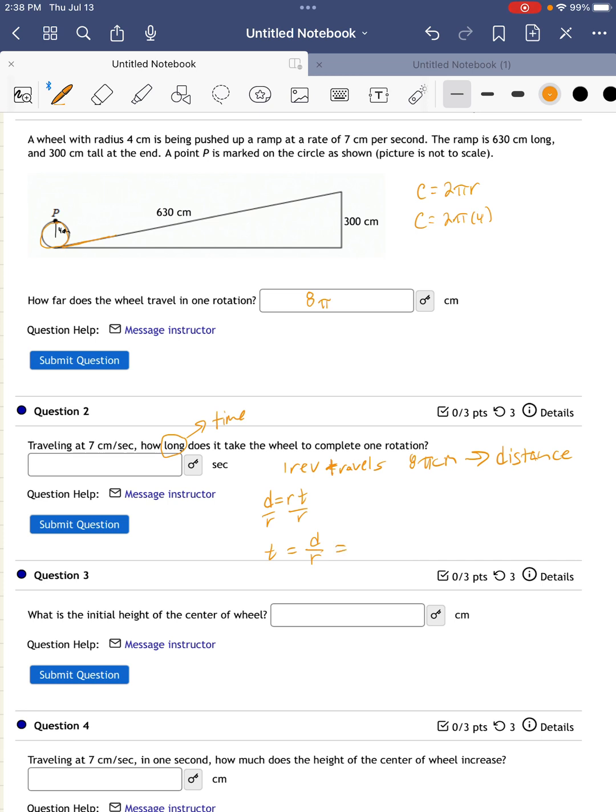So that means they traveled 8 pi centimeters, divided by 7 centimeters per second, and that will give me the time in seconds that they travel a distance of 8 pi centimeters, which happens to be one revolution. So this answer is 8 pi over 7.